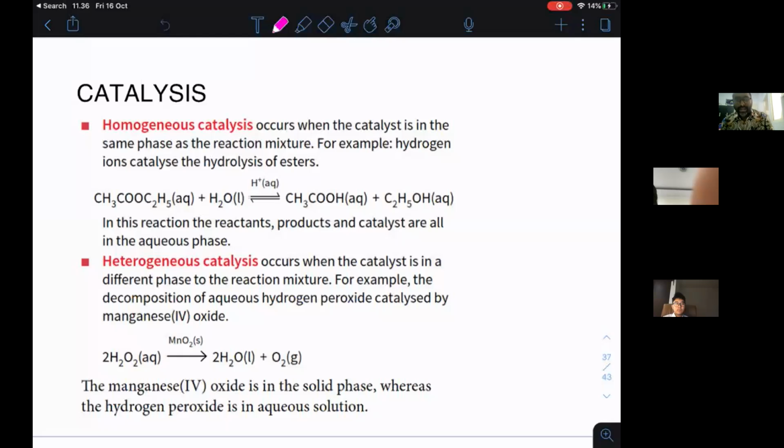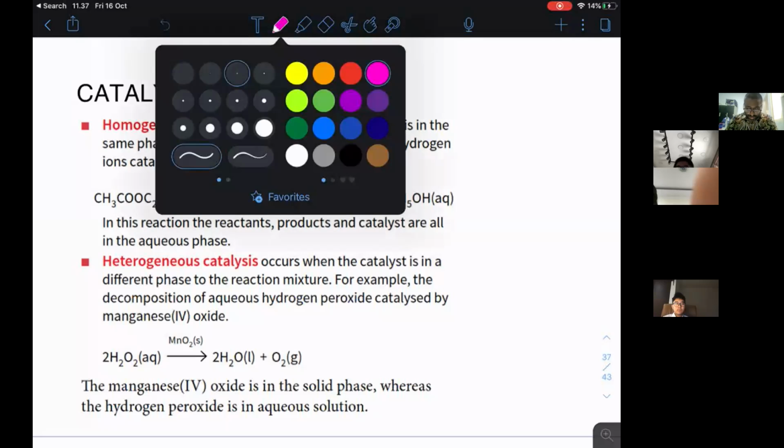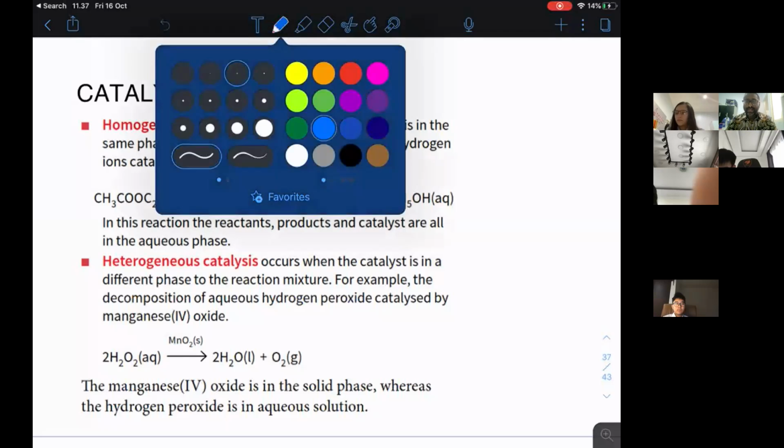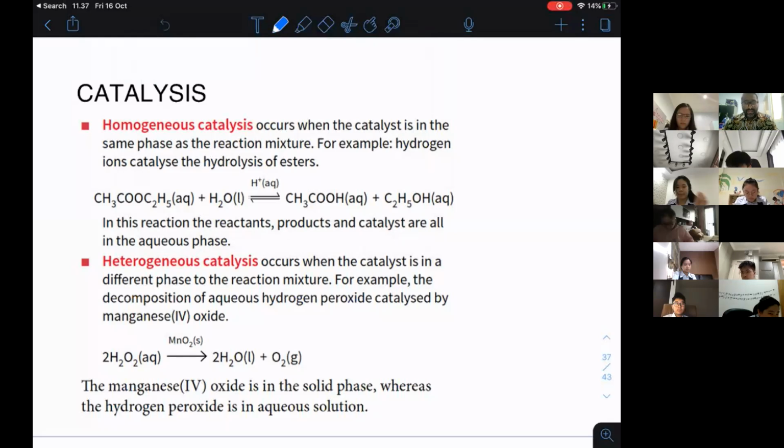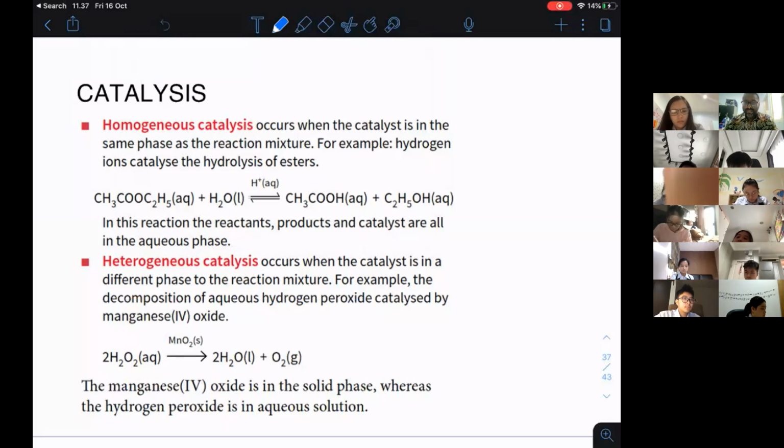Okay, guys, today's lesson is actually at the end of the chapter. The lesson today is about catalysts. As you can see here, catalysts are divided into two: homogeneous catalyst, and we also have heterogeneous catalyst.